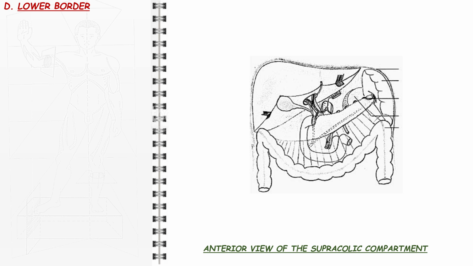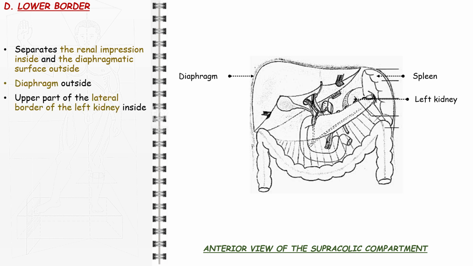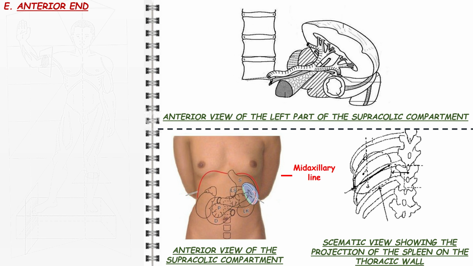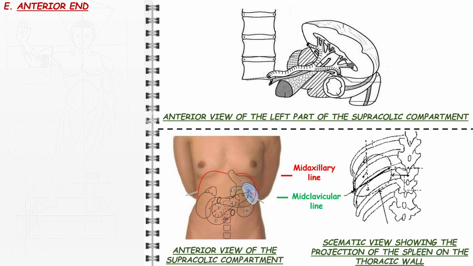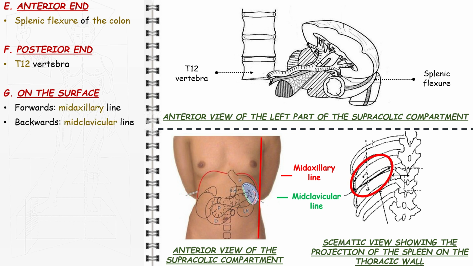Its lower border separates the diaphragmatic surface from the renal impression between the diaphragm and the upper part of the lateral border of the left kidney. It is spread out and rather lateral and coincides with the colic impression. It is rounded and stands at the level of the T12 vertebra. The spleen projects towards the midclavicular and midaxillary lines sagittally and the 9th and 11th ribs transversally.